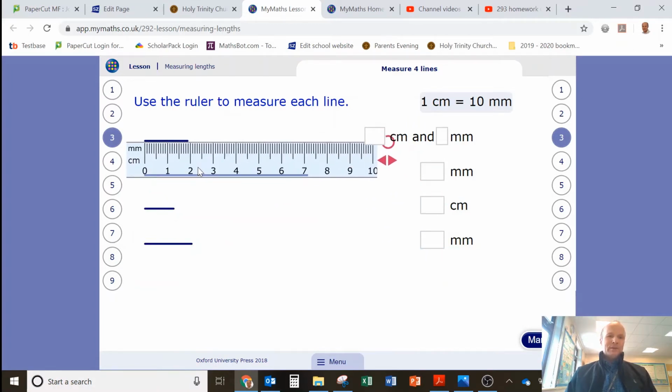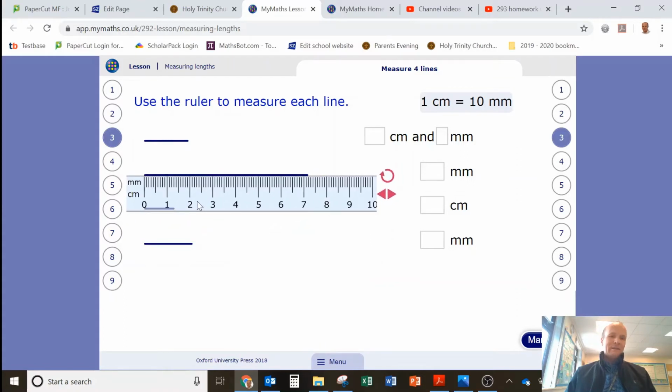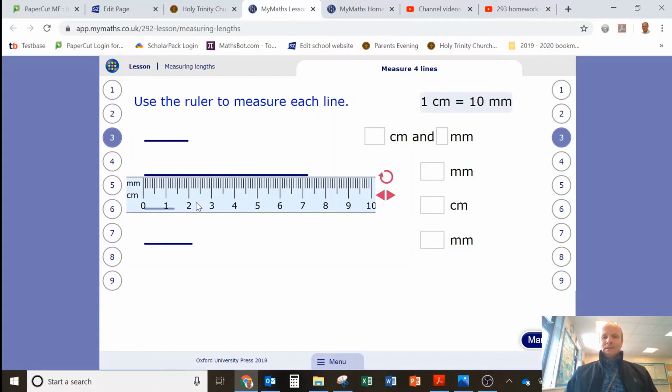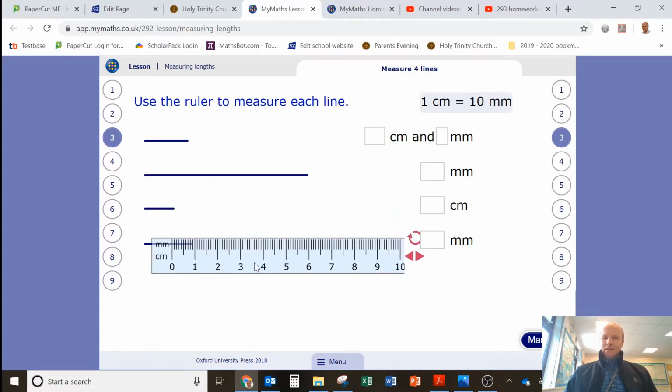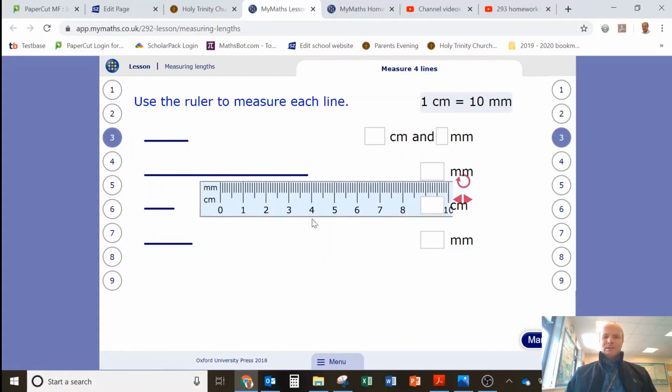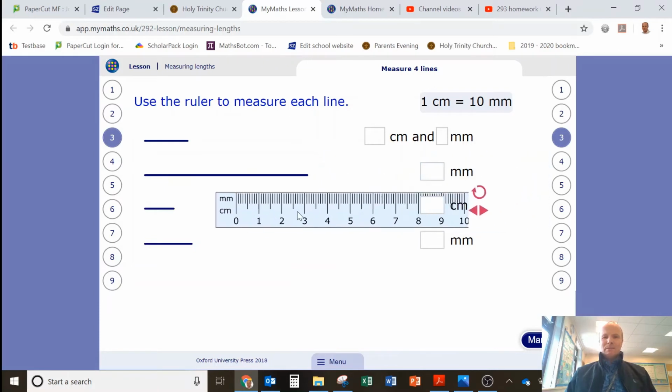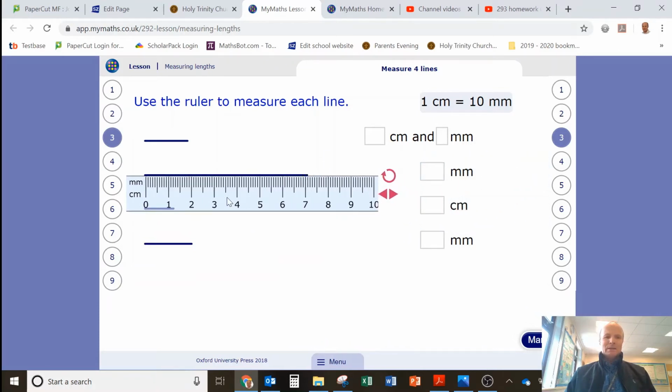So we need to be able to measure very accurately. Some of them are exactly in centimeters and others are in centimeters and millimeters. So first one, it asks you to give it in centimeters and millimeters. Second one, it asks you just to give it in millimeters only. And we need to know that each centimeter is 10 millimeters.